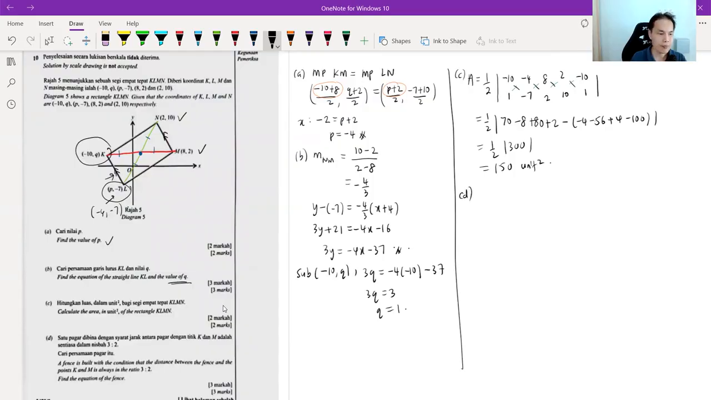Okay, next one, D. A fence is built with the condition that the distance between the fence and point K to M is always 3 to 2. Point K, M, 3 to 2. So it's an equation of locus.